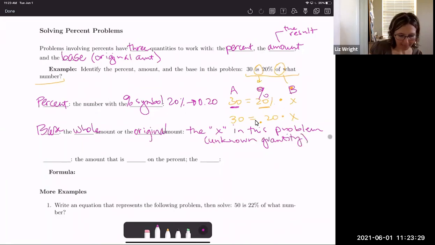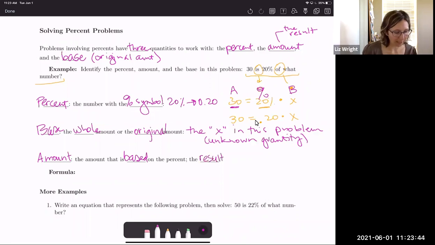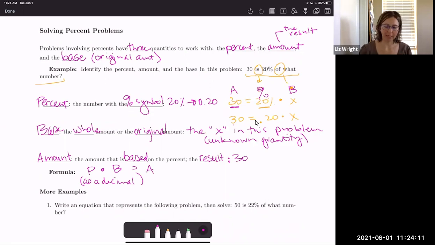And then we've got the amount. The amount that is based on the percent. And that's going to be the result, or kind of our answer, or what's on the other side of the equal sign, which for this one is 30. So here's our formula. We're going to do percent as a decimal times our base equals the amount. So the percent times the base equals the amount.